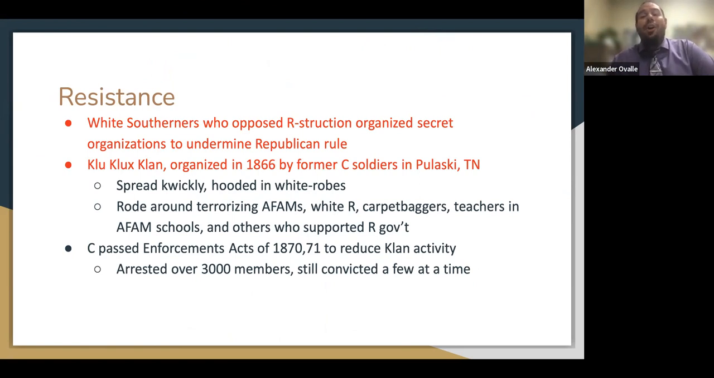They will wear hooded white robes. They rode around terrorizing African Americans, white Republicans, carpetbaggers, teachers in African American schools, and others who supported Republican government. Congress will pass Enforcement Acts of 1870 and 1871 to reduce Klan activity. They will arrest over 3,000 members, but they only convicted a few at a time.